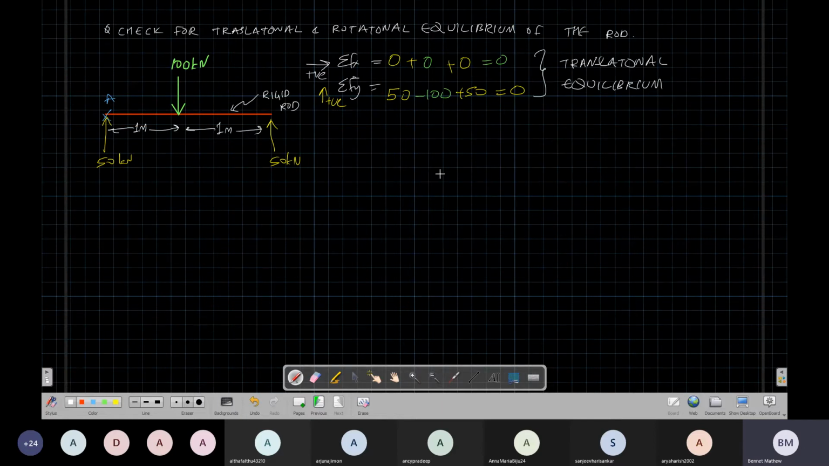Again, translational equilibrium. But you have to understand, basically, in translational equilibrium the body does not move under the forces acting on it. That is what you have to see. Right. Now, try to find the moment about A. Can you find the moment about A?